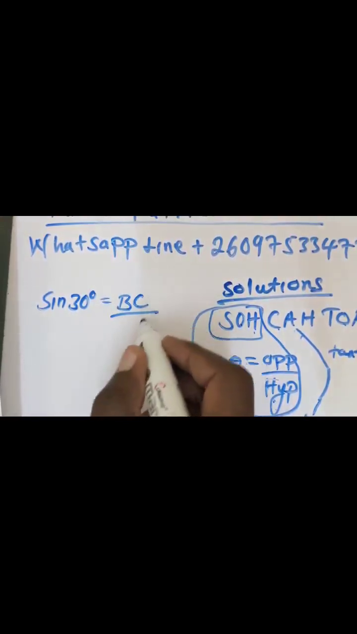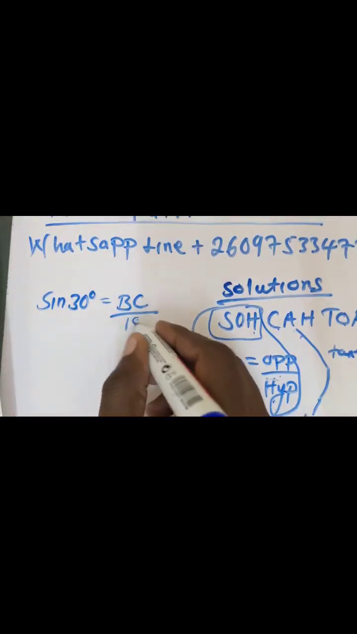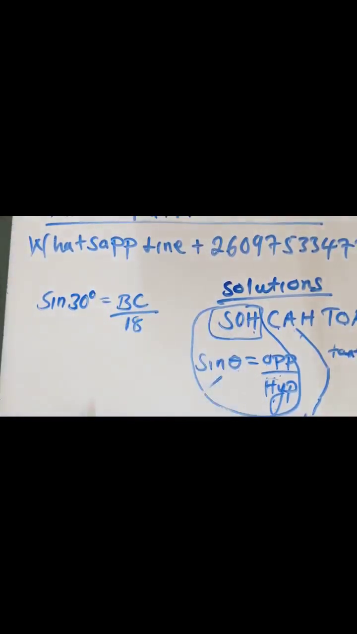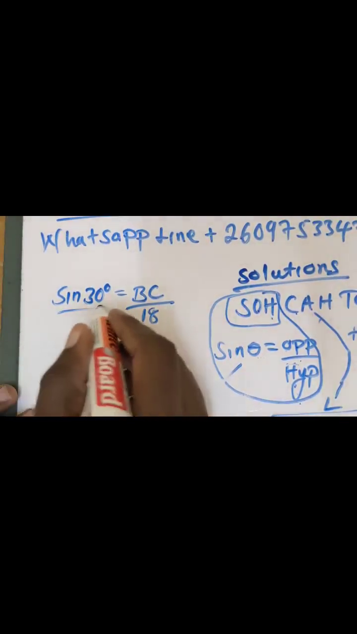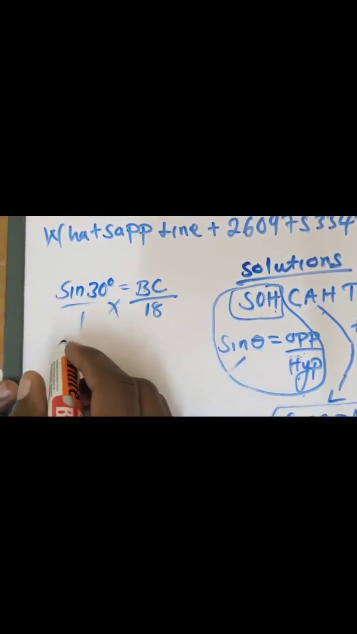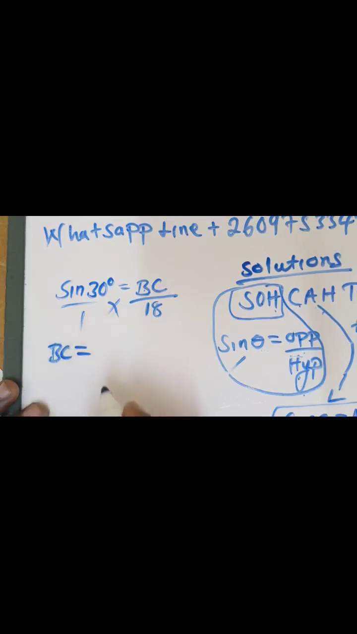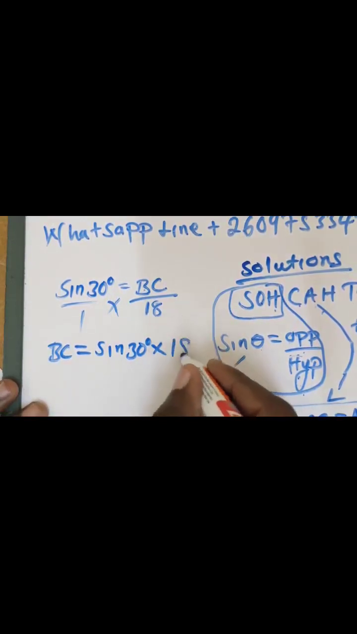So opposite is equal to BC over what? So sine theta, it is saying that it is equal to opposite over hypotenuse, meaning that it is equal to opposite over what? Hypotenuse. So the hypotenuse that we have is 18, like that. So from here now we can find BC. We can do this over 1, we cross multiply. So this one times that one, that is 1. So BC is equal to sine 30 degrees multiplied by 18.